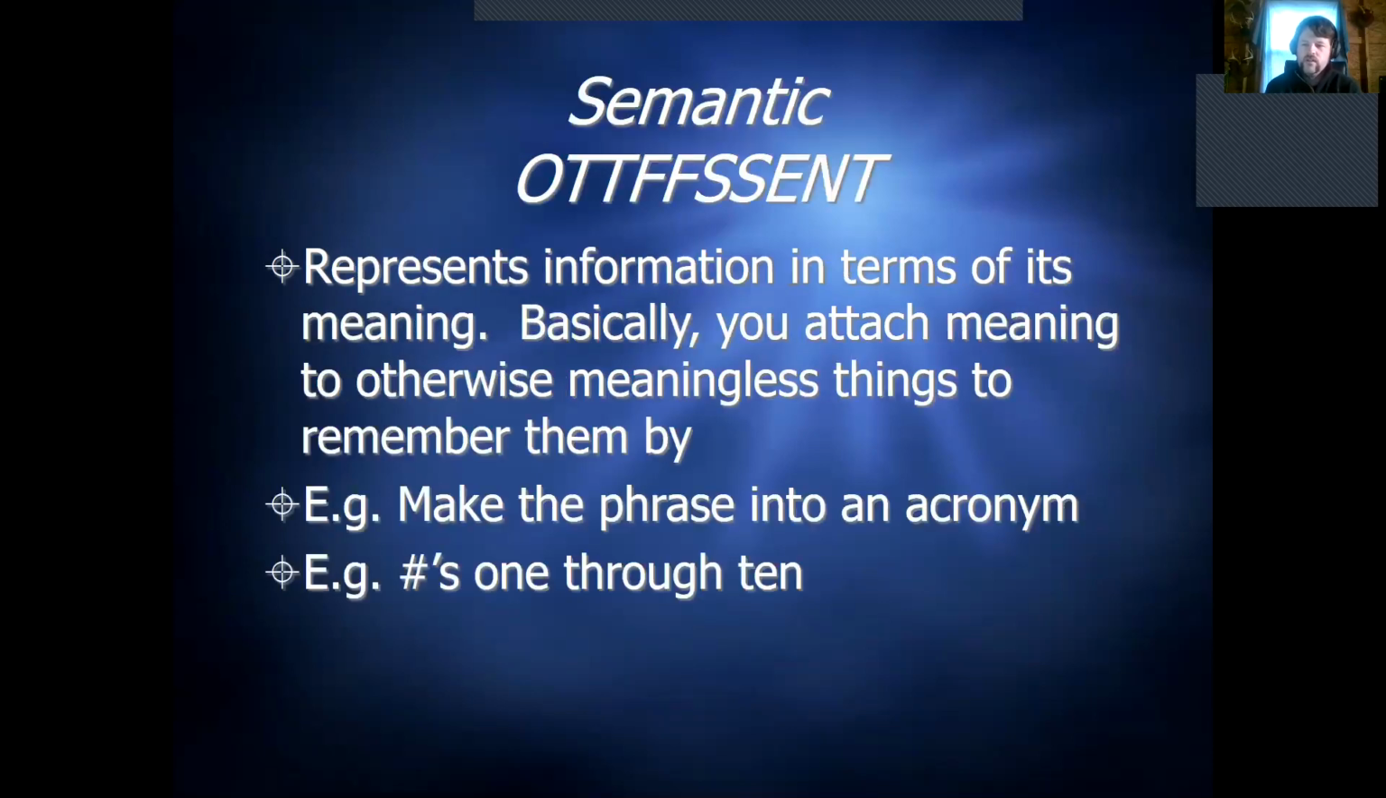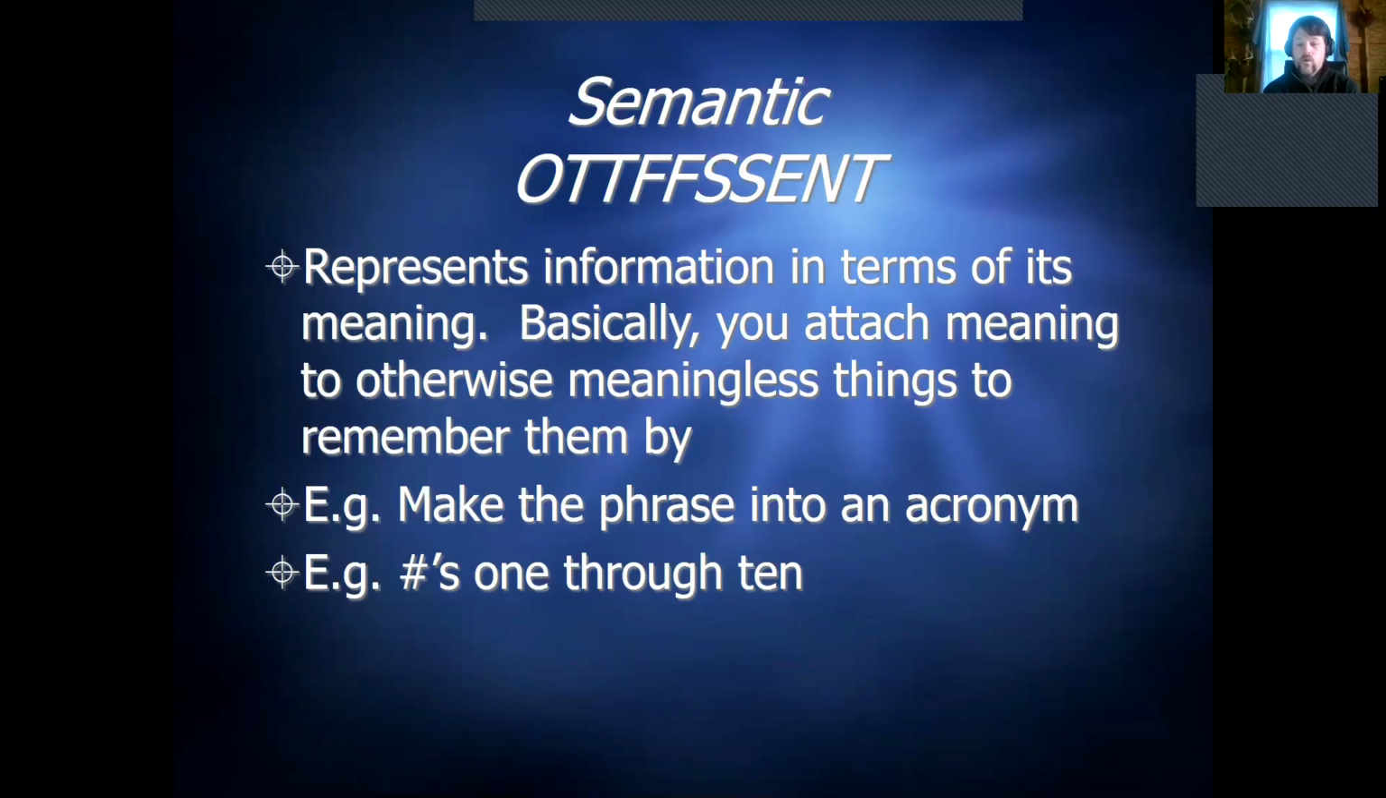A third way to encode memory is called semantic, and it brings meaning to information. Examples: make the phrase into an acronym. Sometimes we do things like Roy G. Biv. What is Roy G. Biv? Well, you know, it's the colors of the spectrum, but otherwise it has no meaning. Now, how many millions of people remember Roy G. Biv to remember the colors in the spectrum? That's an example of a semantic code.